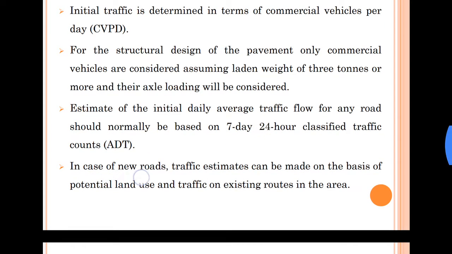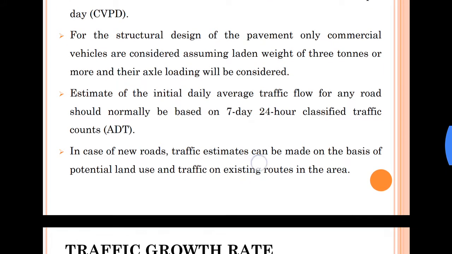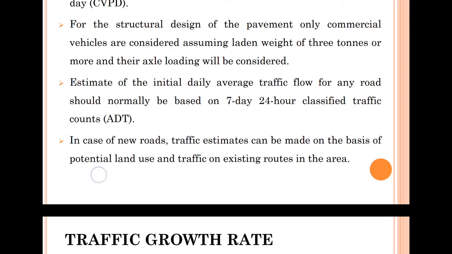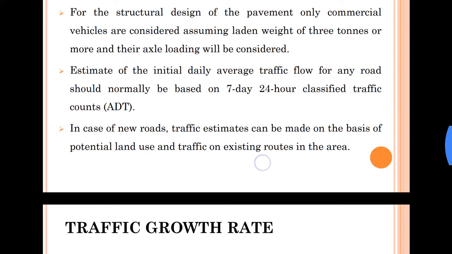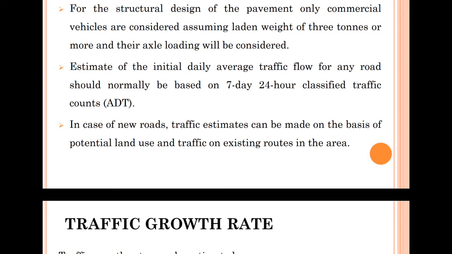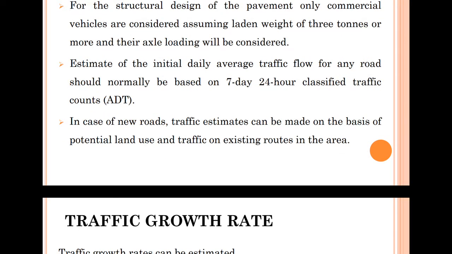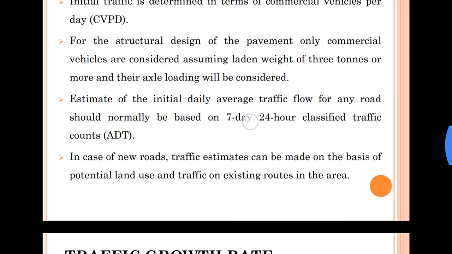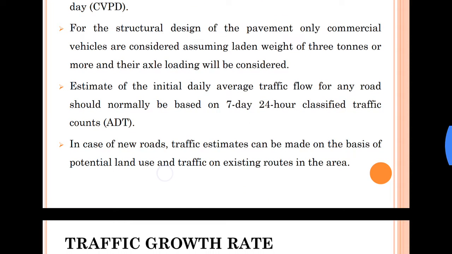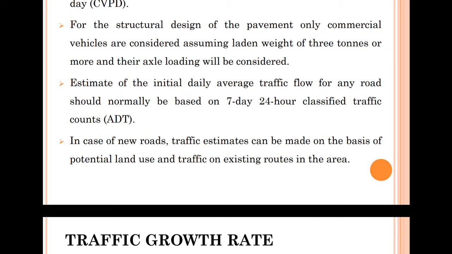In case of new roads, traffic estimates can be made on the basis of potential land use and traffic on existing routes in the area. Okay, so if we are planning for a new road, if there is no existing road there, then we cannot carry out a traffic survey. Hence we need to decide the traffic volume based on the potential land use of that area, and also we can compare similar existing roads in and around that area.